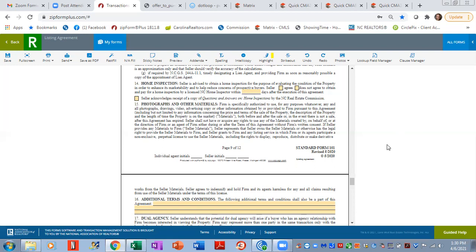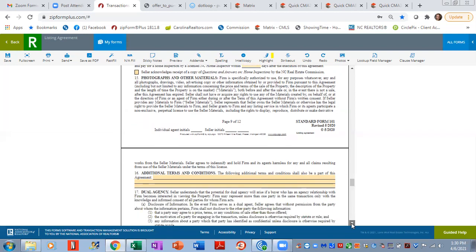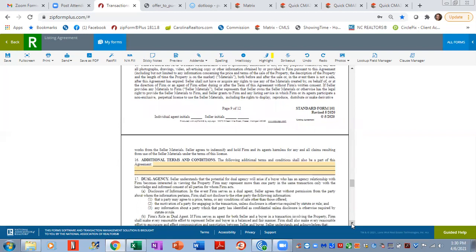Just remind your clients that there's going to be photos taken of the home and posted on the World Wide Web, and that any personal goods should be put away. We want as minimal personal items left out as possible.